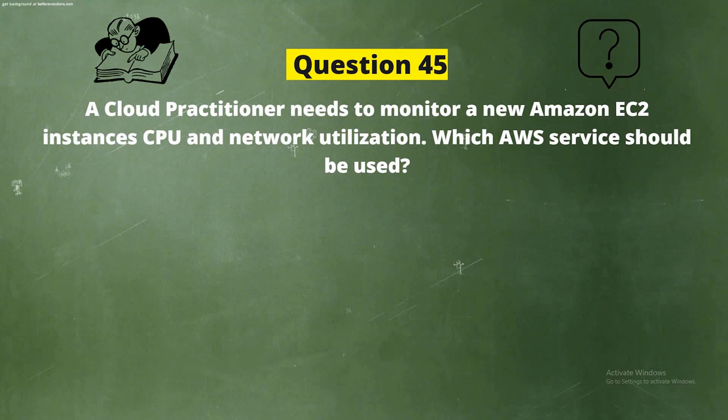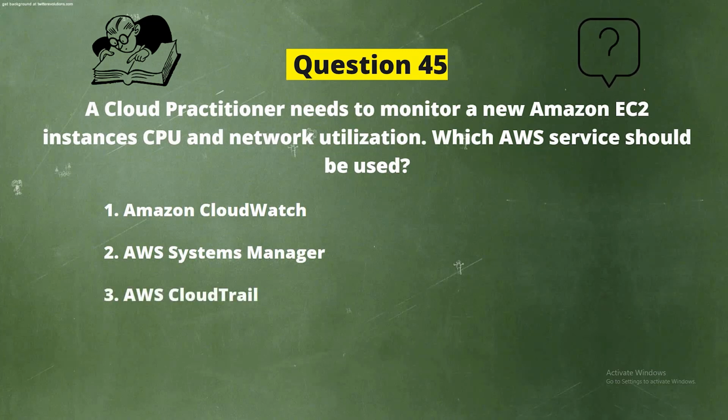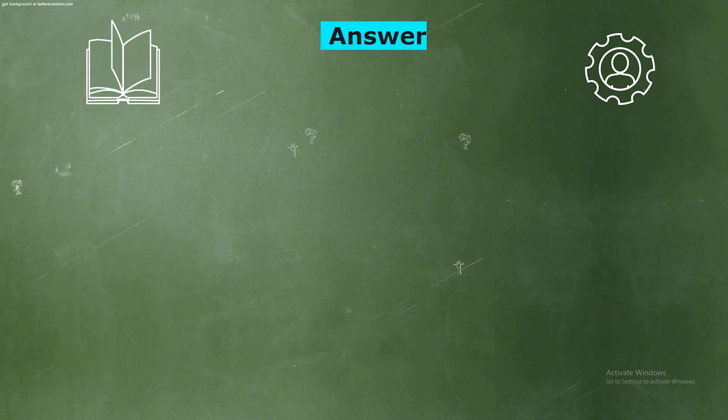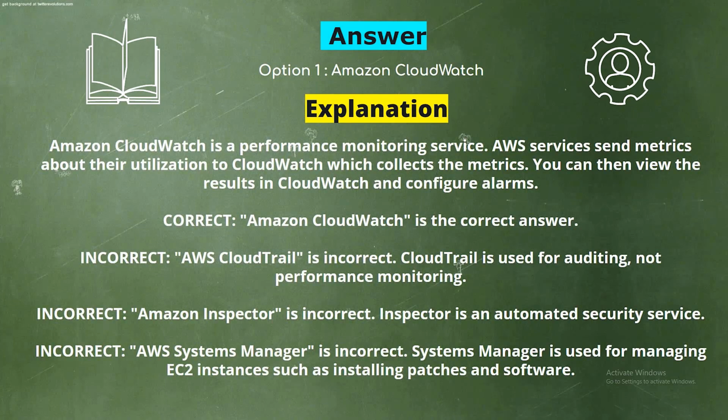Next question. A cloud practitioner needs to monitor a new Amazon EC2 instance's CPU and network utilization. Which AWS service should be used? And the options are: Option 1. Amazon CloudWatch. Option 2. AWS Systems Manager. Option 3. AWS CloudTrail. Option 4. Amazon Inspector. And the correct answer is Option 1. Amazon CloudWatch. Explanation. Amazon CloudWatch is a performance monitoring service.